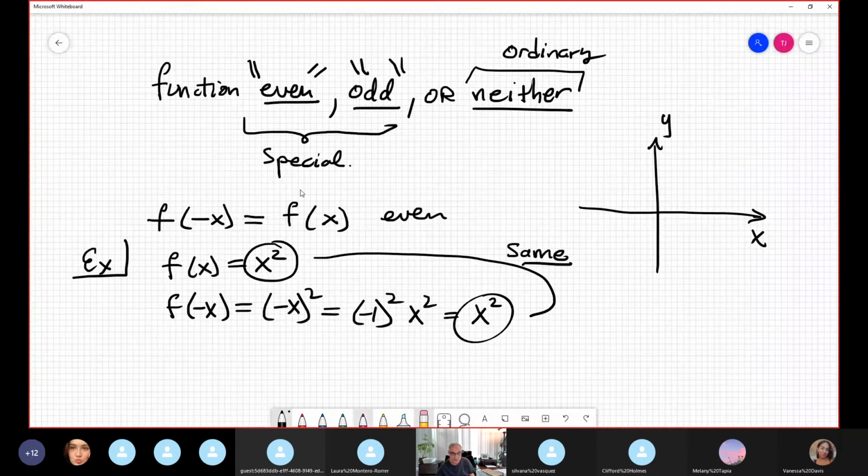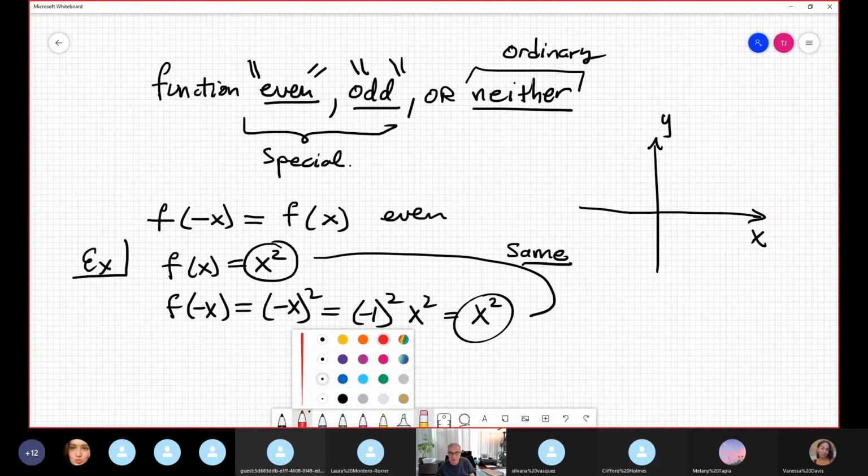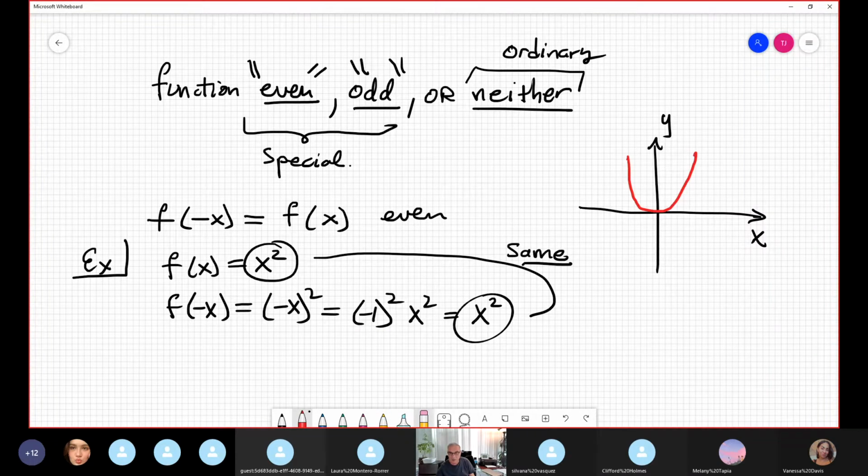I know very well that the function is a parabola like that. And the parabola, if you perform a reflection about the y-axis, stays the same, because basically the thing we are doing is trying to rotate like that. It just stays the same. This is the definition of even.